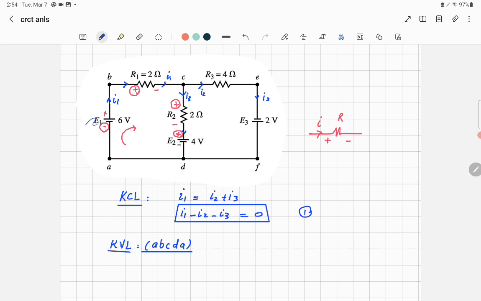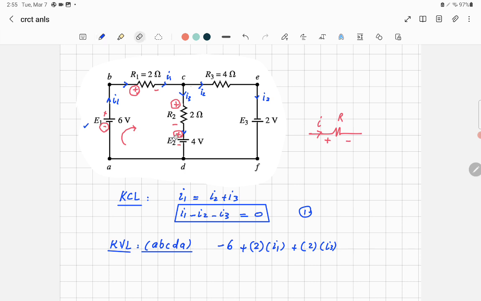We start with E1. Should we always start with E1? No, you can start with any element. I just start from E1, so it's negative. So I write negative E1, which is negative 6 volts. Then you move to the second element. It's positive. What's the voltage here? It's R1 times I1, 2 ohm times I1. So plus 2 ohm times I1. Next, the element R2, you have I3. You multiply R2 by I3. R2 is equal to 2 ohm. So plus 2 ohm times I3.